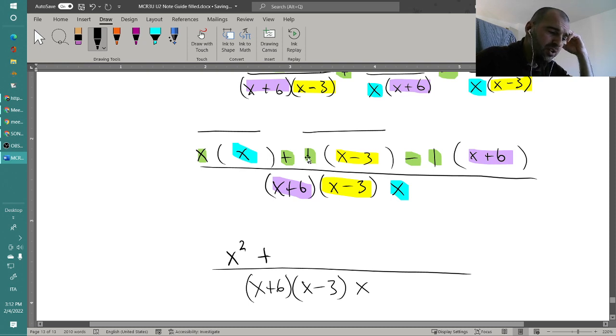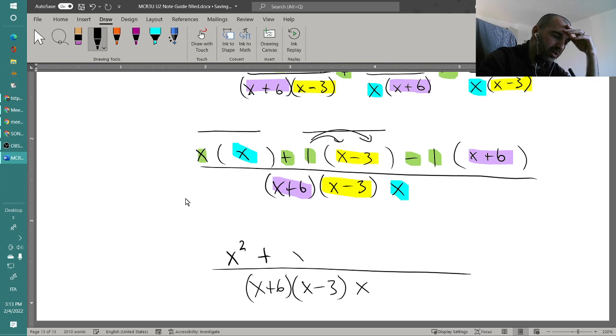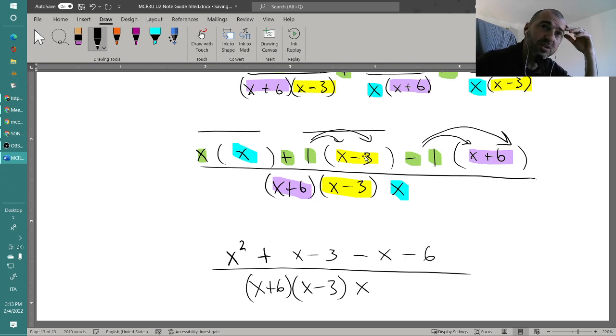So in the next situation, I've got a 1 and an x minus 3, so I'm going to multiply that in. 1 times x minus 3 is simply x minus 3. This negative 1 distributes into here. So I get a minus x minus 6, or a negative x minus 6, however you want to say it.